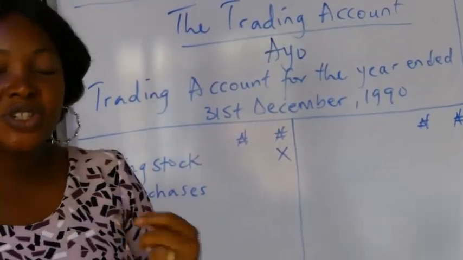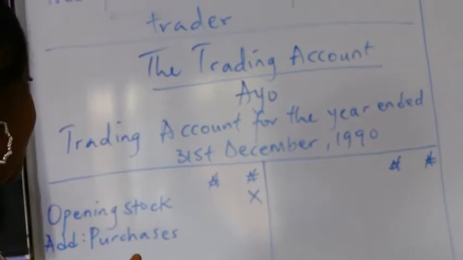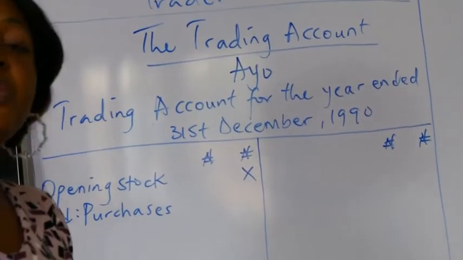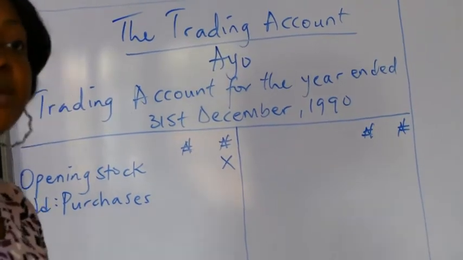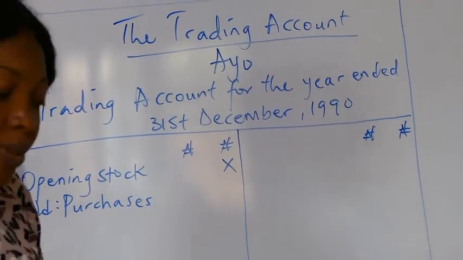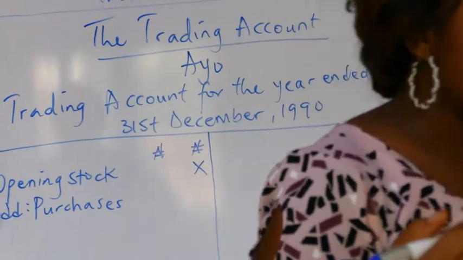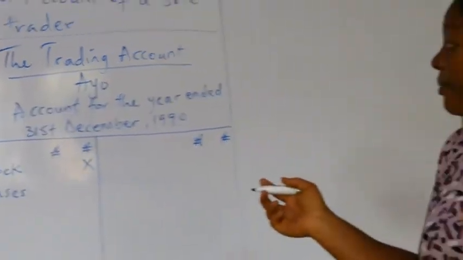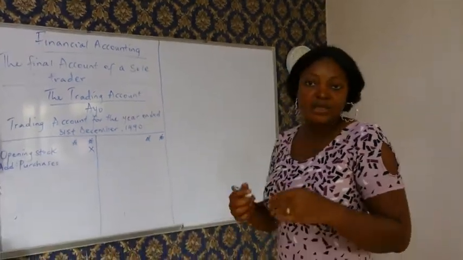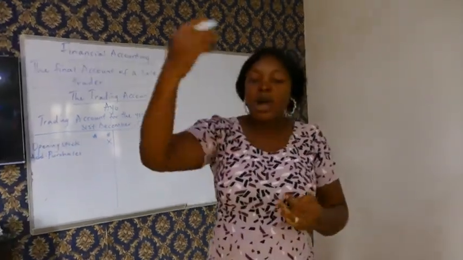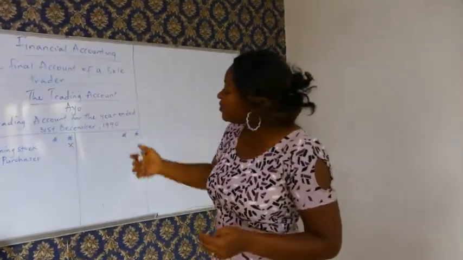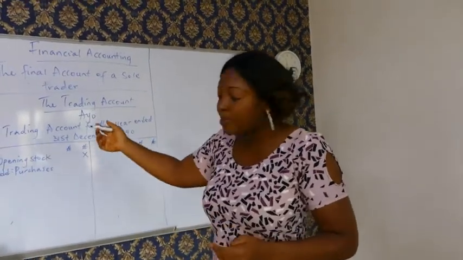But there might be adjustments, because we may have return outwards and we may have carriage inwards. Return outwards can happen when a sole trader buys goods and discovers that some of them were bad and decides to return them, and that means you have to subtract or deduct it from the purchases figure.